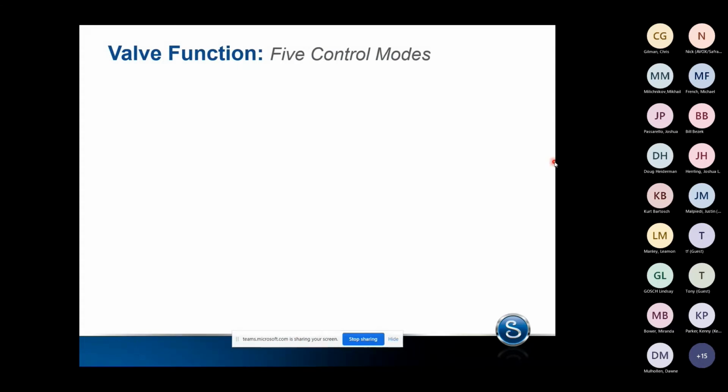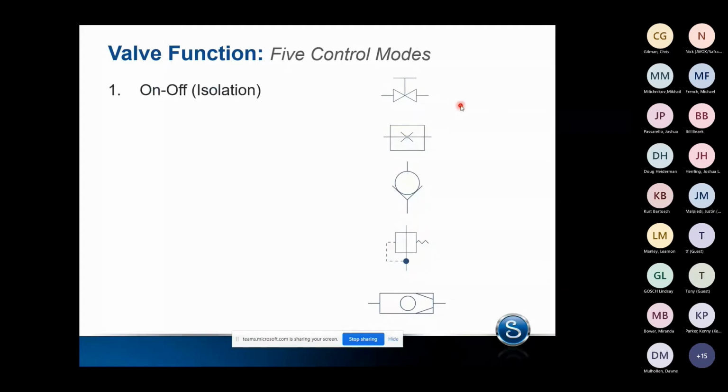When we look at valve function, there's really 5 different control modes. And what we mean by control modes are what we want this valve to do in our system. These are the symbols that are traditionally associated with those 5 different functions. Some you are almost certainly familiar with, and some you may not be, but we're going to go through them real quick. The first one is going to be an on-off valve or an isolation valve.